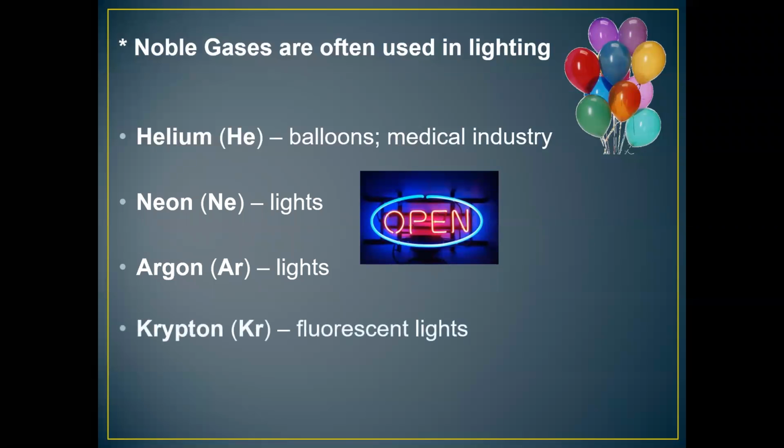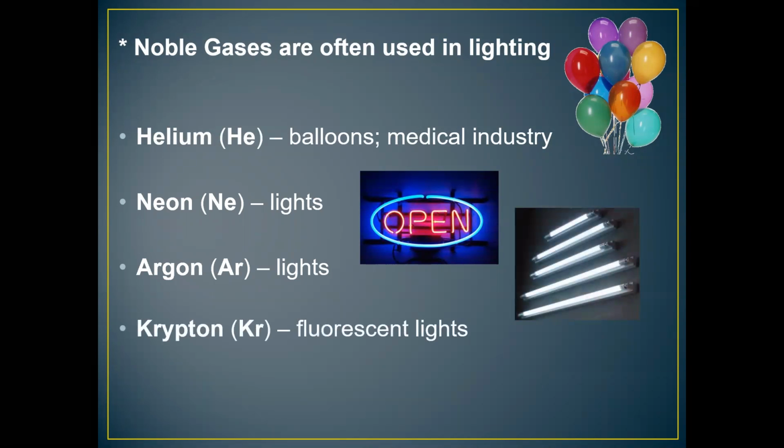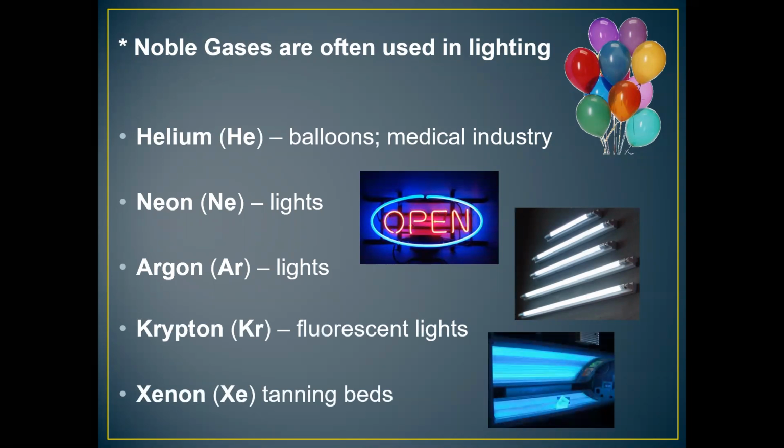Argon is also used in lights. Krypton is used in fluorescent lighting, like the lights in the school, the long tubes. They're a little bit more expensive. And then xenon is used in tanning beds. Xenon is harmful to your skin. It mimics the sun's radiation. And then radon is extremely hazardous. So those are the noble gases. So once again, we covered the main group elements, the halogens, and the noble gases.